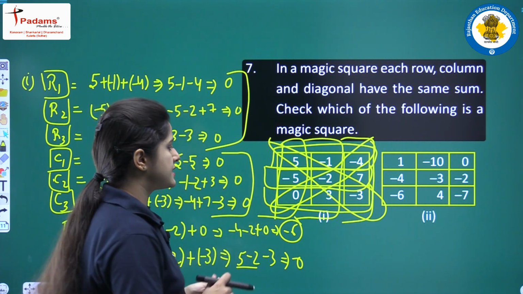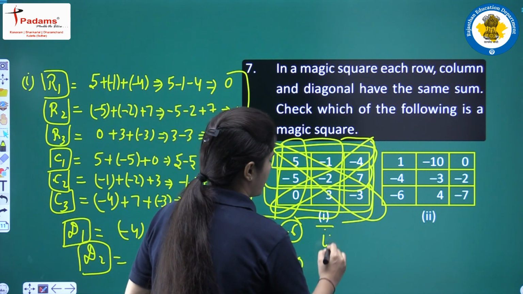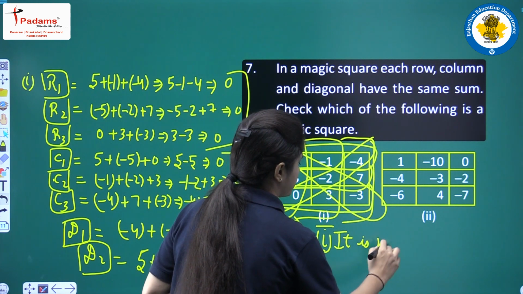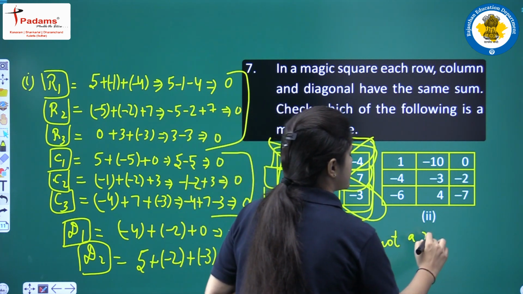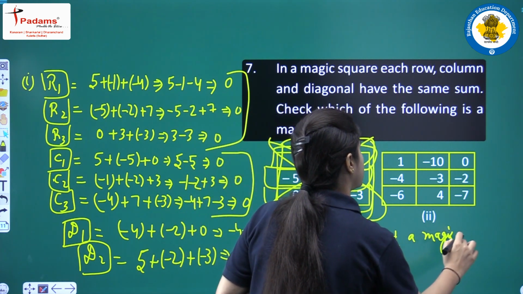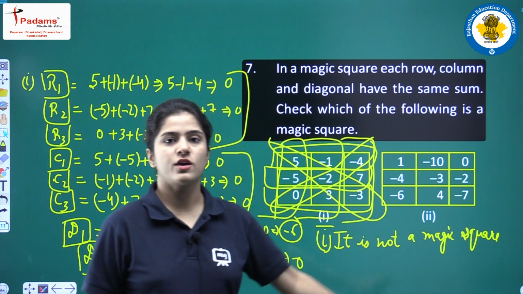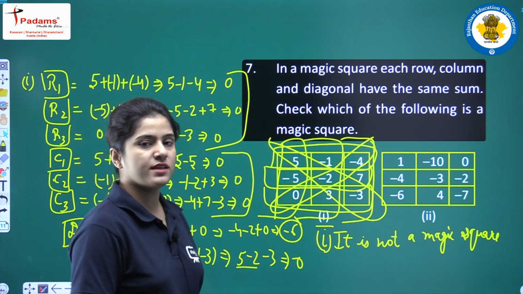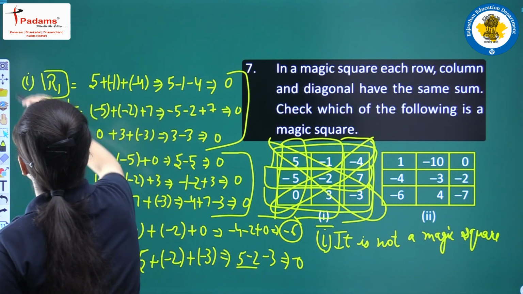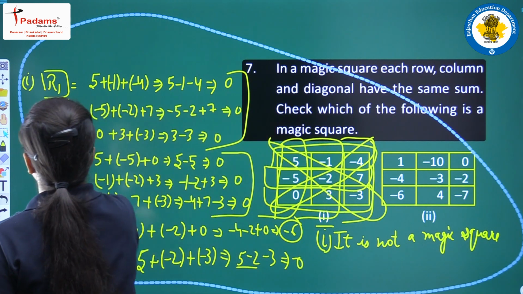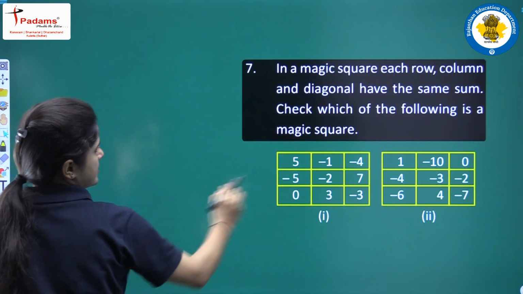So that is why we will say that this one is not a magic square. Okay, students. So this is not a magic square. Alright, students. So now we will discuss the second square. Okay, the second square.